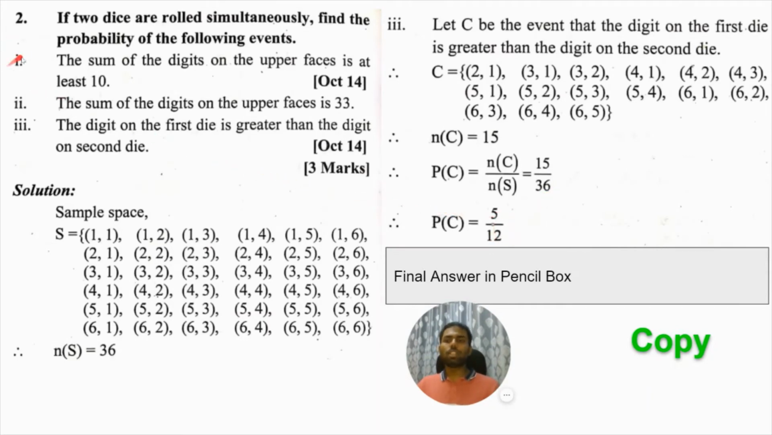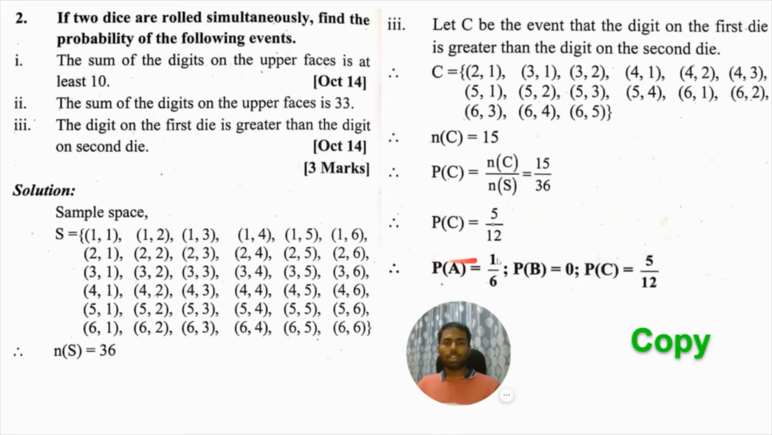So there are 3 sub questions, first, second, third. Write the final answer in a pencil box. Probability of A is 1 by 6, probability of B is 0, probability of C is 5 by 12. Okay.